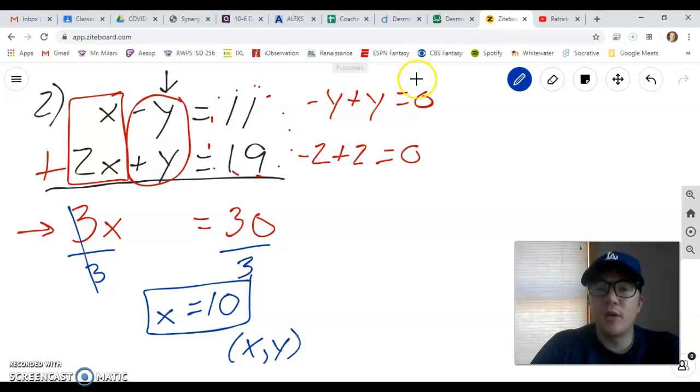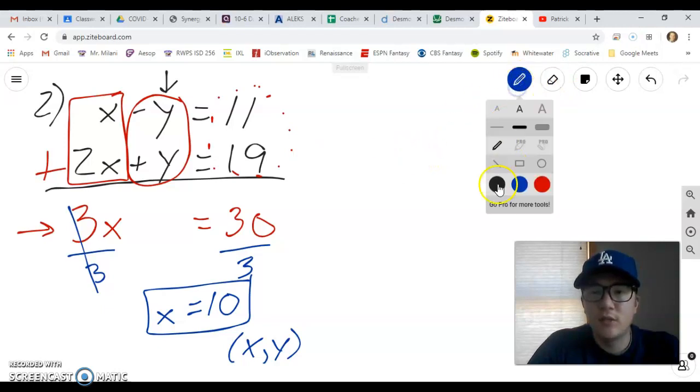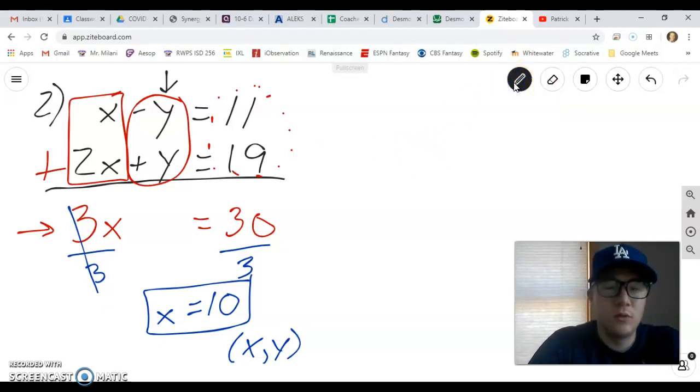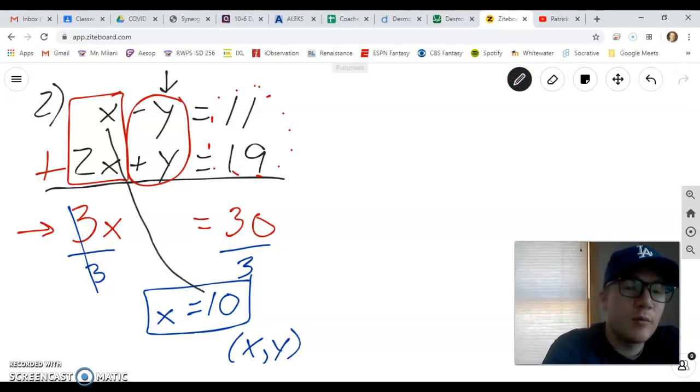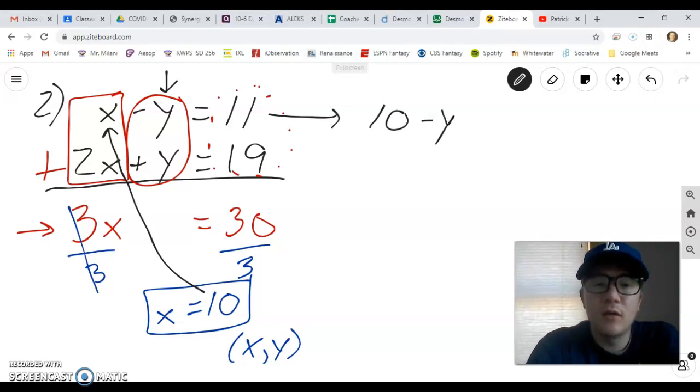Okay, so now you're going to plug that in one of the equations up top, doesn't matter which one, and you're going to go find your y value. Let's do the top one. So I'm going to take this x of 10 and I'm going to plug it in right there. So instead of x minus y equals 11, I'm going to have 10 minus y equals 11.